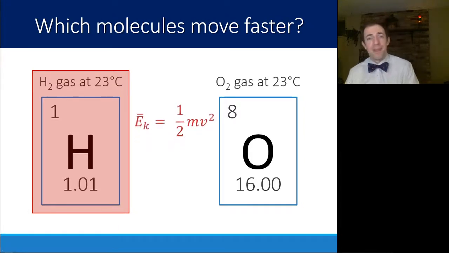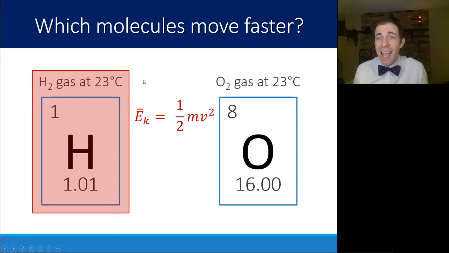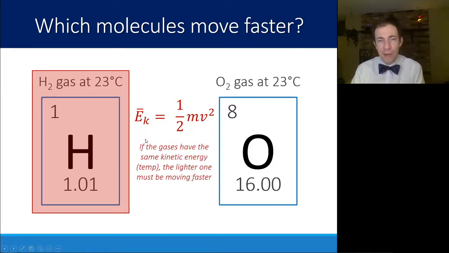And here's why. Both of these at the same temperature are going to have the same average kinetic energy, because in 3/2 kBT, the only thing in there that matters is this 23 degrees Celsius. Convert that into Kelvin, and both of these are going to have the same average kinetic energy. But if they have different masses, their velocities have to be different. If you have a lower mass, in order to get the same kinetic energy, you have to have a greater velocity. So if the masses have the same kinetic energy or temperature, the lighter one will always be moving faster, because the only way for it to have that much kinetic energy is by just moving faster. That's how it makes up for the fact that it's lighter overall.